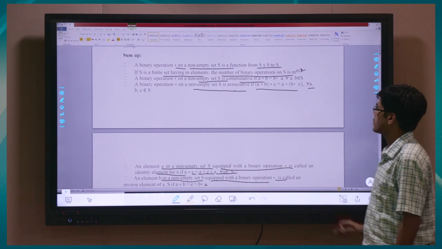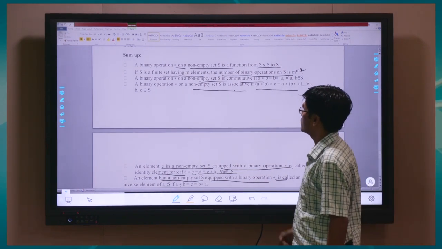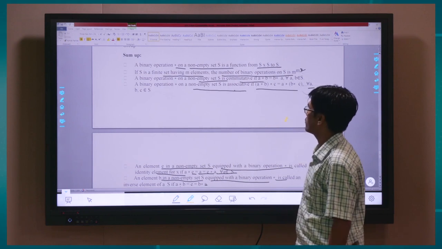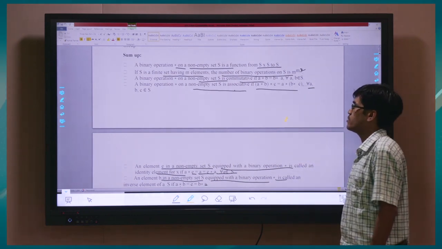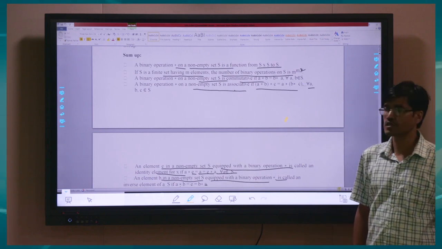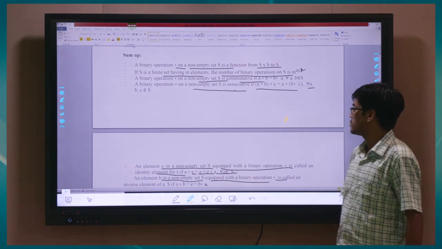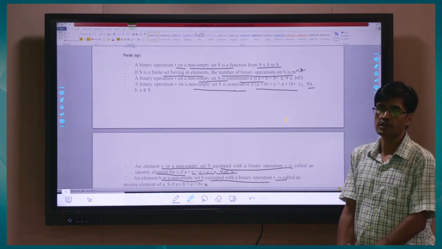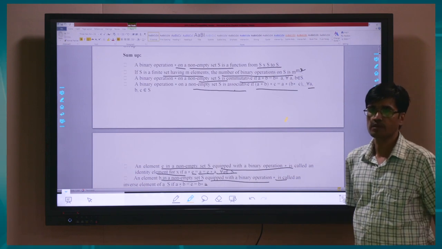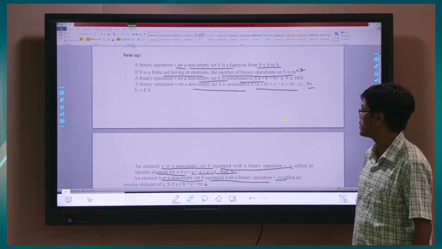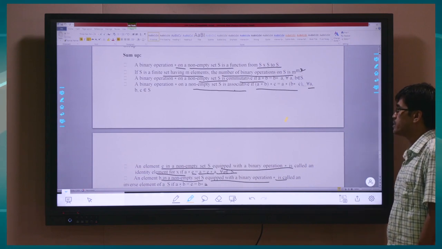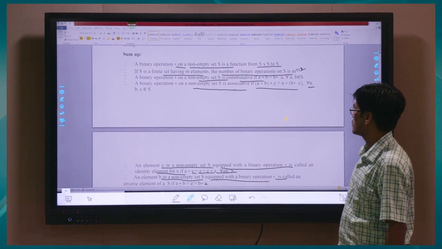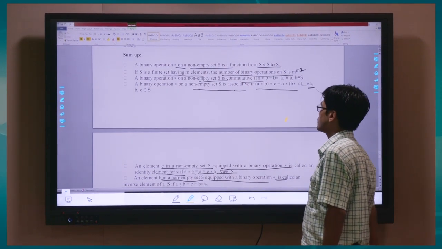These concepts of a binary operation we discussed in today's lecture. First we define what a binary operation is, then we also discuss various properties of binary operations. A binary operation is very important for discussing the next chapters, unit 3 for group theory. So this concept is very important.